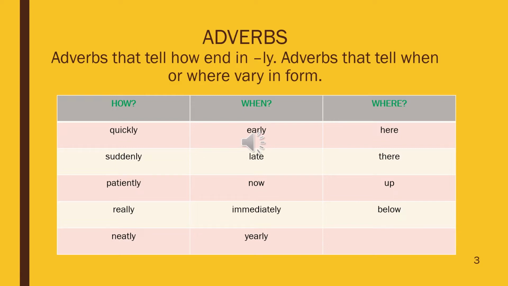Okay? Now, where? The last column. The adverbs that you are going to use to answer the question where are here, there, up, and below. One more time. Here, there, up, and below. There are more adverbs that you can use, but this is all that I can place on this page because of the space. It's too little, but you can have more adverbs, okay? Let's move to page number 4.